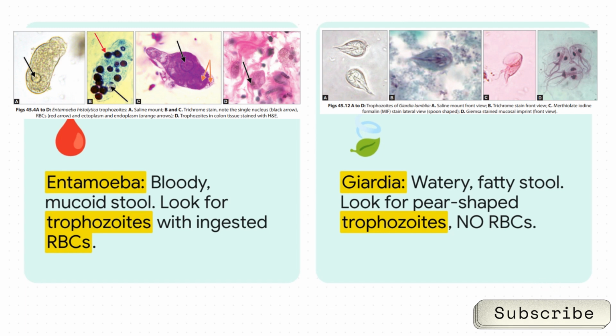When you get that stool sample to the lab, the differences are just night and day. For Entamoeba, you're looking for a bloody mucoid stool. And under the microscope, what's the money shot? Trophozoites with ingested red blood cells. For Giardia, the stool is watery, fatty, and foul-smelling. And you'll see those unique pear-shaped trophozoites, often with a distinctive falling leaf motility. But you'll see absolutely no RBCs and no pus.